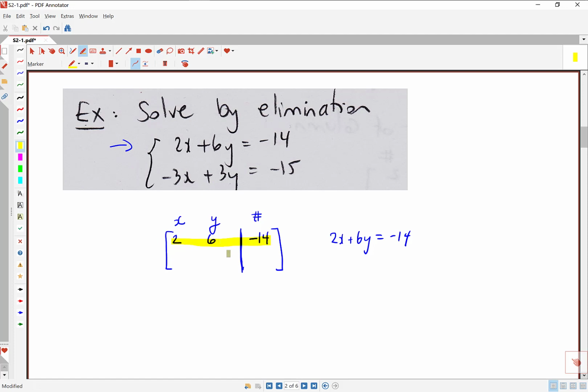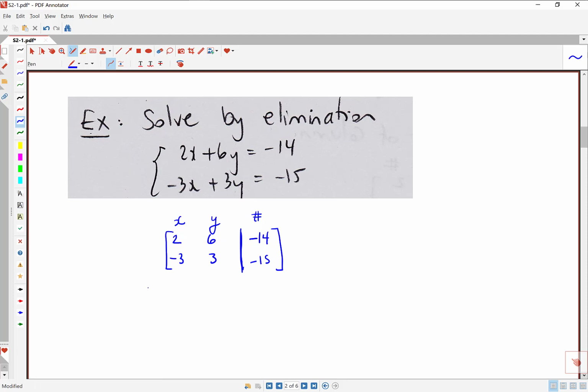It becomes this row of the matrix. To build the matrix as a whole, what we're doing on the left side of the matrix is just pulling all the coefficients out of the system. So 2, 6, negative 3, 3. And then we've got our vertical bar to represent the equal signs, and we're putting our constants on the right side. So that's the matrix form of the system of equations.